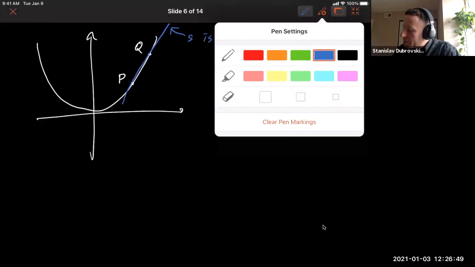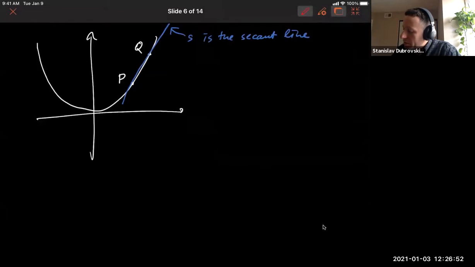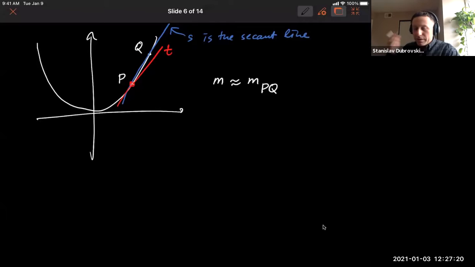Versus what we really want is the tangent line. But unfortunately, T only has 1 point, P, that we know, and that's why we'll have to deal with Q instead. So then the slope M of the tangent line is not the same, but we'll say approximately the same as the slope of the secant line, MPQ, or we can write M sub S.